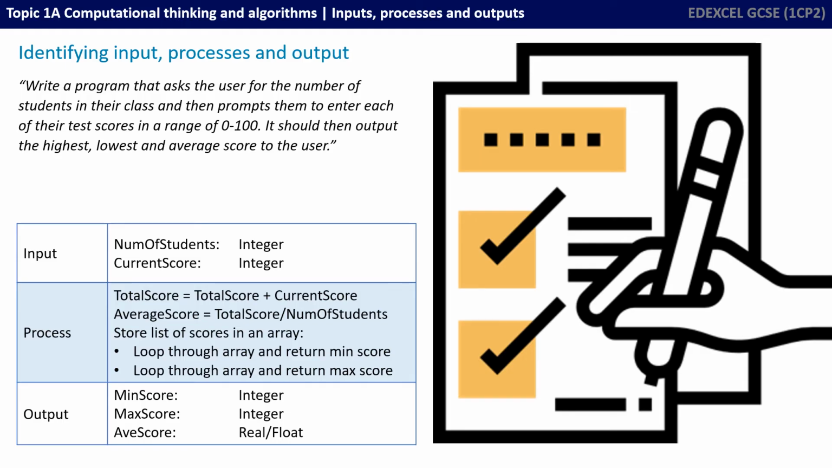We probably need to store lists of scores in an array or a list. And we're going to need to loop through them or use some other function available in our programming language to return the min and the max scores. And of course, having processed all this information, the program's being required to output. So we need to output min score, output max score, and also output the average score.